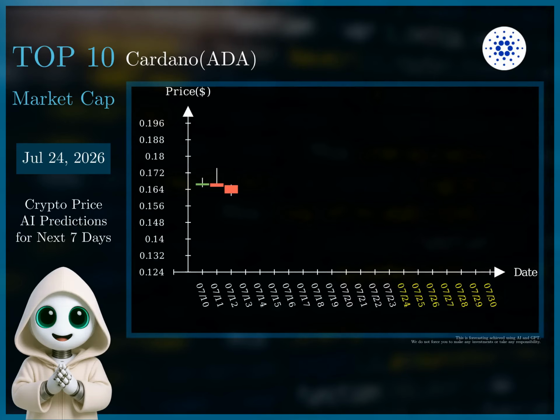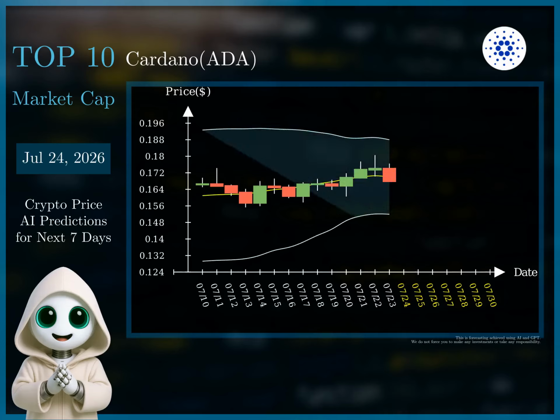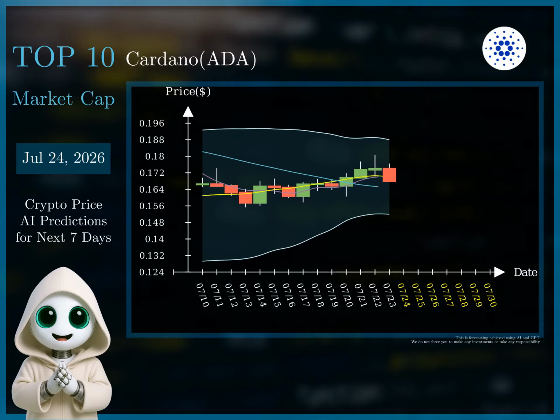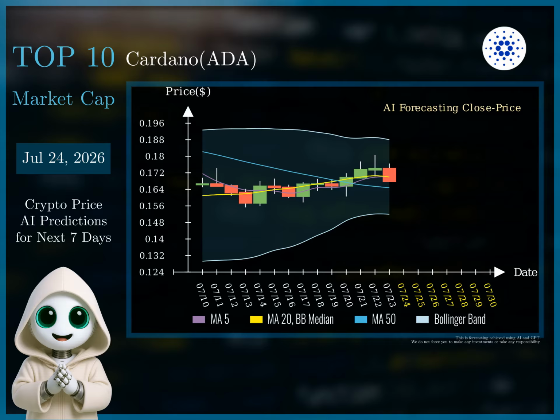Based on the historical data and forecast, Cardano shows a slight upward trend. The price has been fluctuating within the support of $0.166 and a resistance of $0.184. The RSI indicates that the asset is currently in a neutral range, with values fluctuating around 47 to 55. The Bollinger Bands suggest that the price is approaching the lower band, indicating a potential oversold condition.